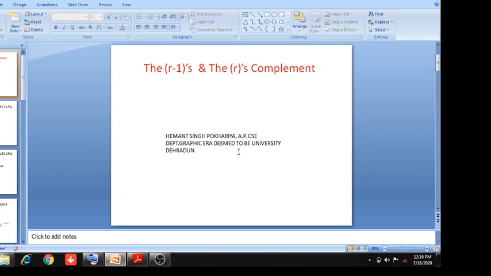Good morning class. Today we will discuss r minus 1's complement and r's complement. What is the significance of this r? R is nothing, it is radix, or you can say it is the base of any number system. Okay, and r minus 1 is base minus 1.